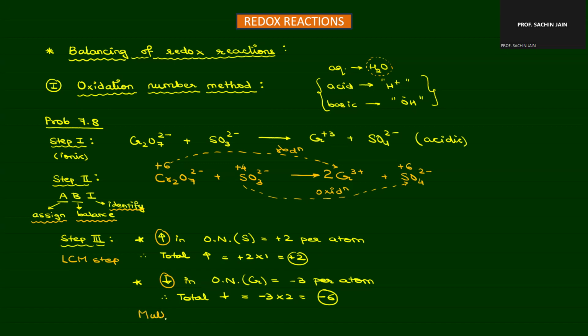So the conclusion of step number 3 is to multiply the sulfur species by 3 on both the sides. After multiplying the sulfur species, I will just rewrite the equation. So I'll get Cr2O7 2 negative plus 3SO3 2 minus, giving twice Cr3 plus and 3SO4 2 negative. And whatever is newly introduced, I will just highlight it so that it is clear.